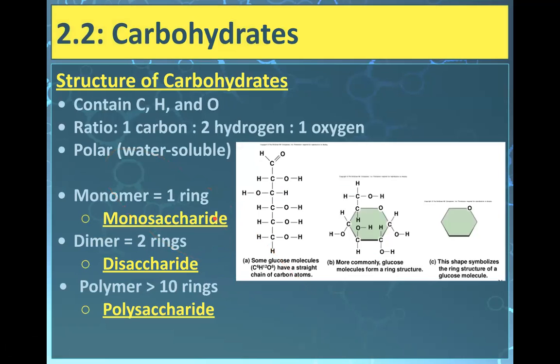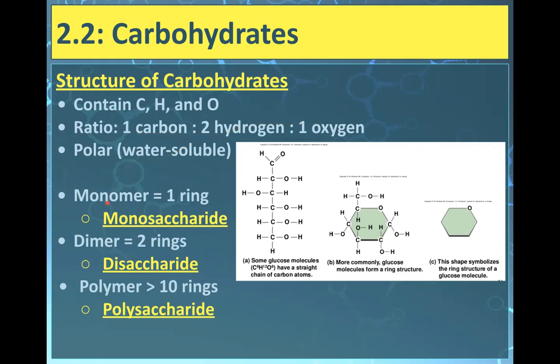Okay, so we're going to start off with carbohydrates. Carbohydrates contain carbon, hydrogen, and oxygen. They typically have the ratio of 1 carbon to 2 hydrogens to 1 oxygen. They are polar, and that means that they will be soluble in water because water is also polar.